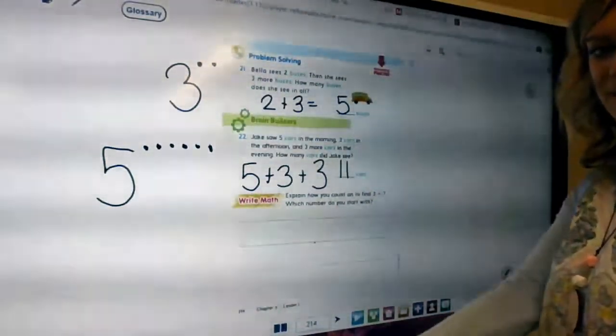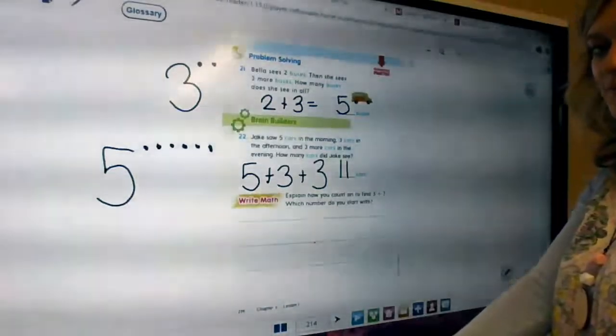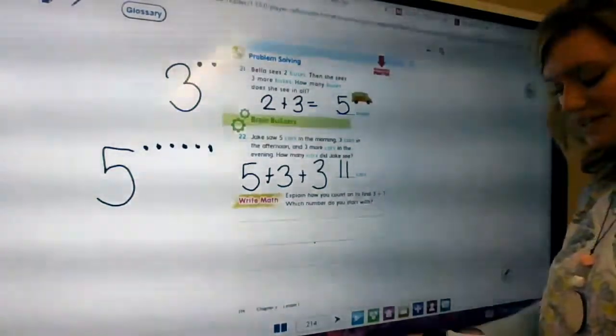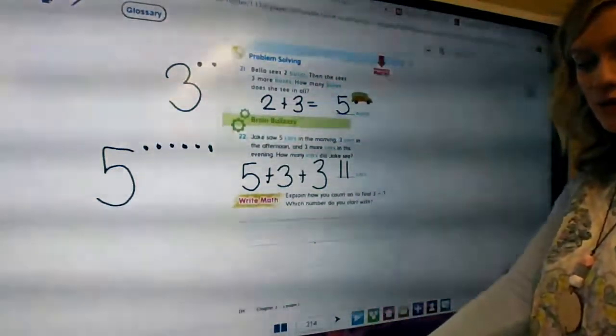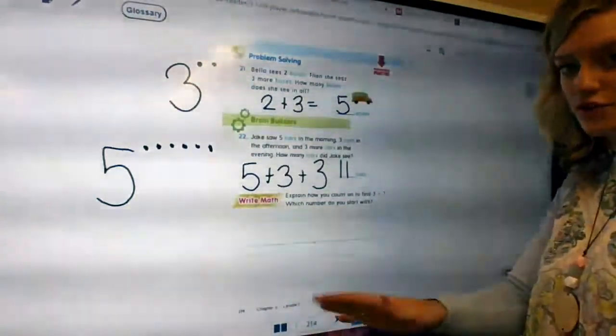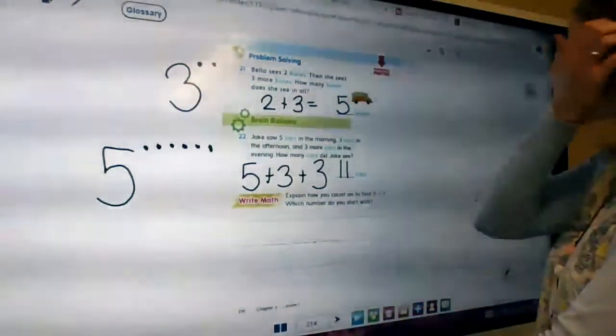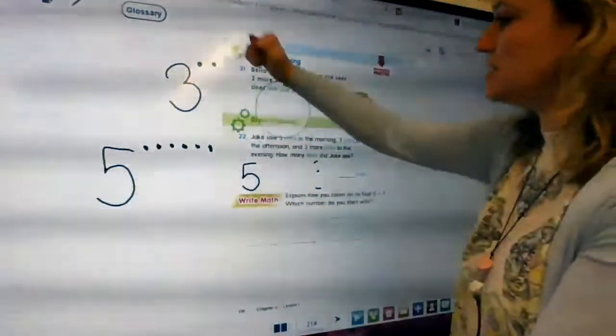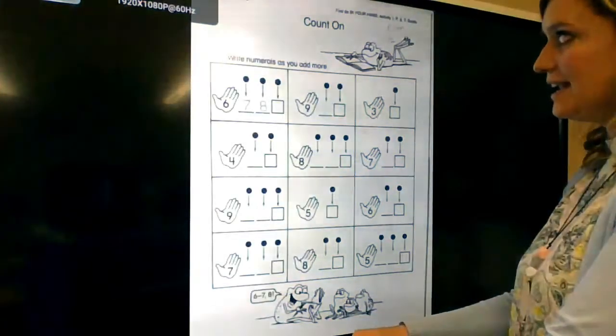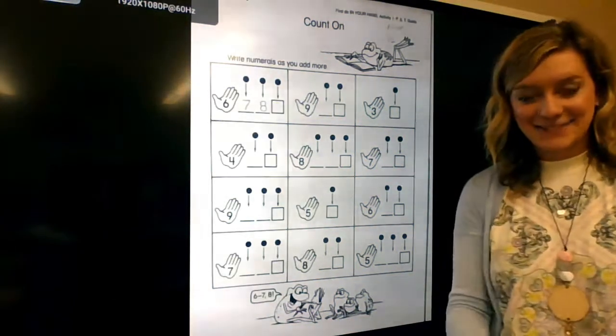Awesome. Go ahead and pause me if you need to finish that example. And then unpause me to do the froggy page where we're going to practice our counting on, and I'll show you what I mean, okay? All right, I'm going to switch this over here to where you can see my page that looks like this with the frogs.